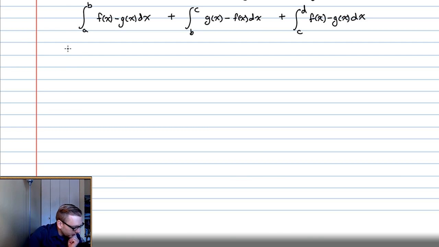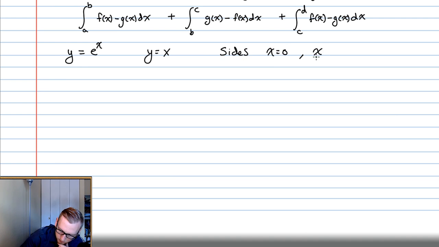Find the area of the region bounded above by y equals e to the x and bounded below by y equals x, and bounded by the sides x equals 0 and x equals 1. Okay. First we'll take a look.